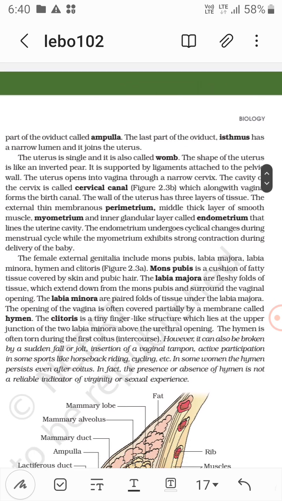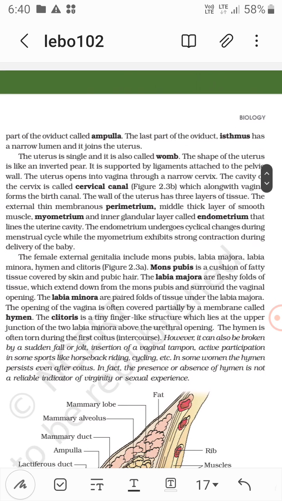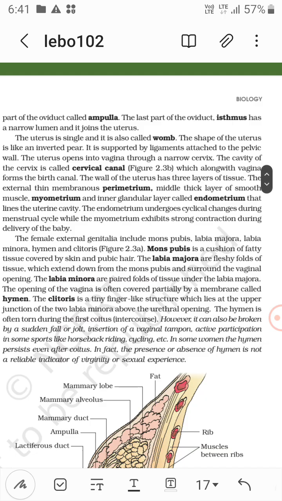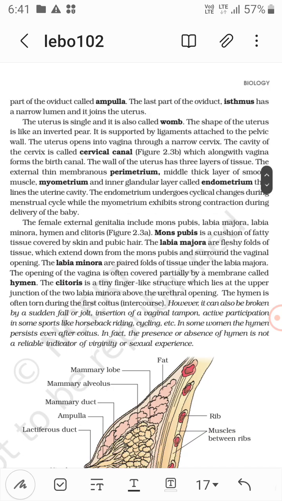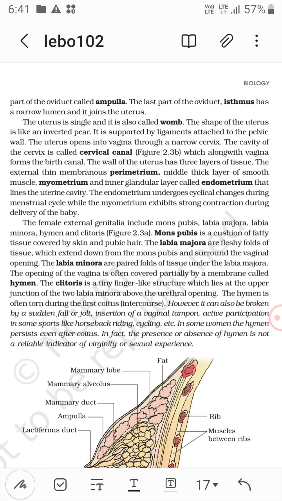The female external genitalia includes the mons pubis, labia majora, labia minora, hymen, and clitoris. The mons pubis is a cushion of fatty tissue covered by skin and pubic hair.